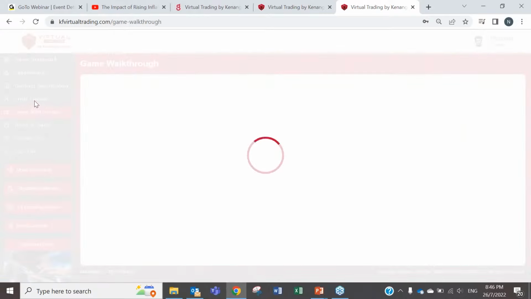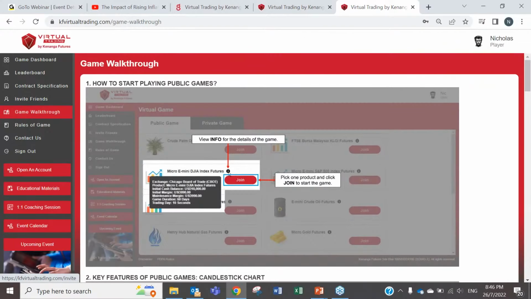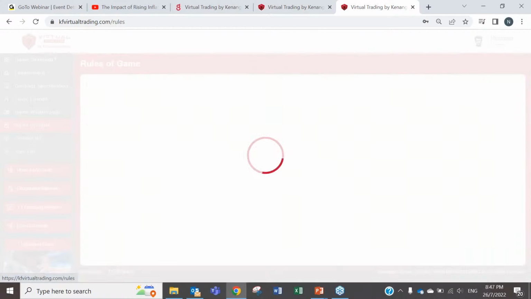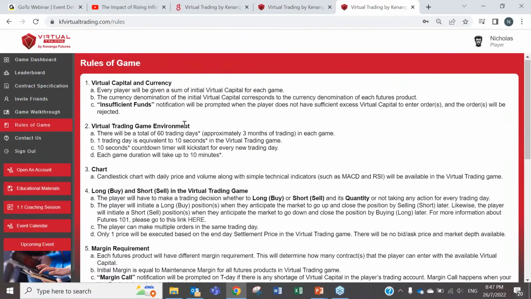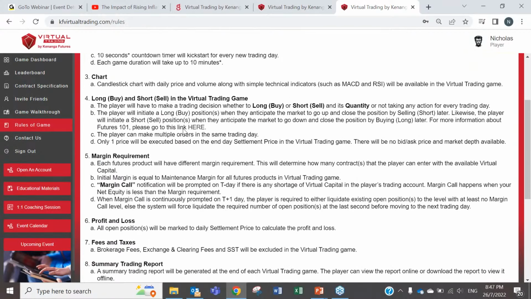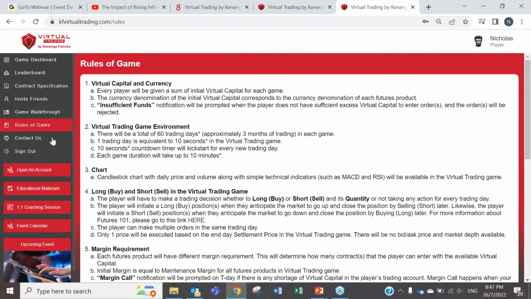And then game walkthrough is going to introduce how this game is run and how you can play this game. So I'll walk through with you. This is for your own info later. So all games will come with rules. So this is the rules of the game, which is a bit wordy. I will go through it with you when we play the game later.